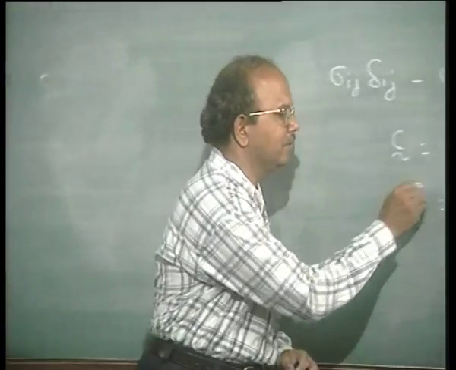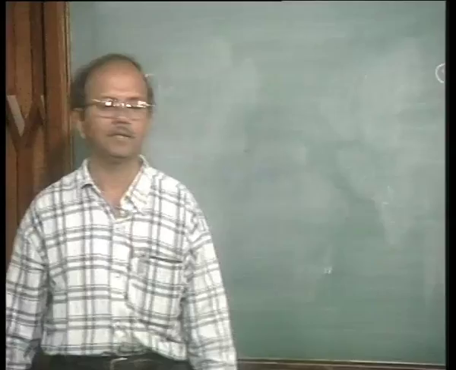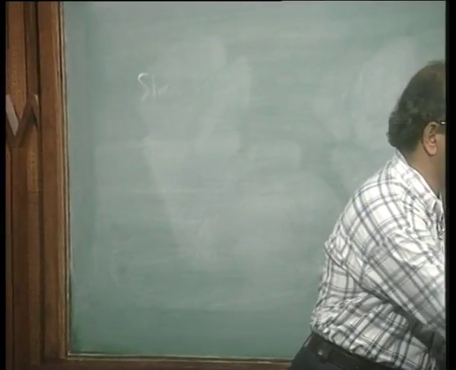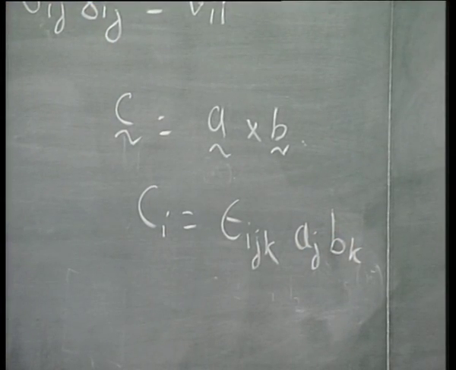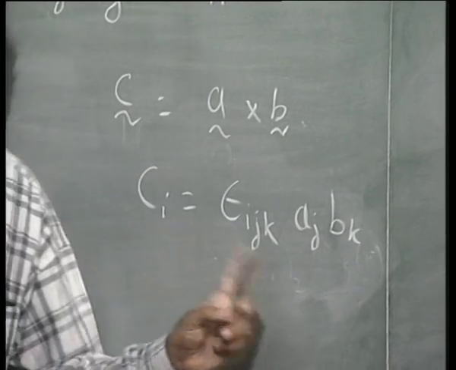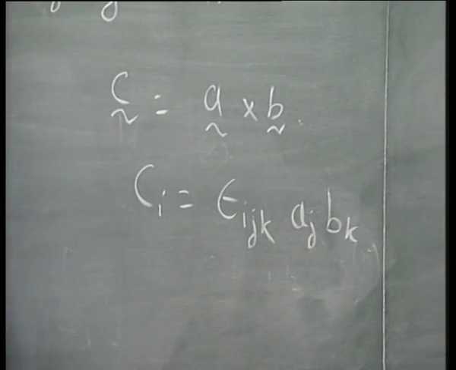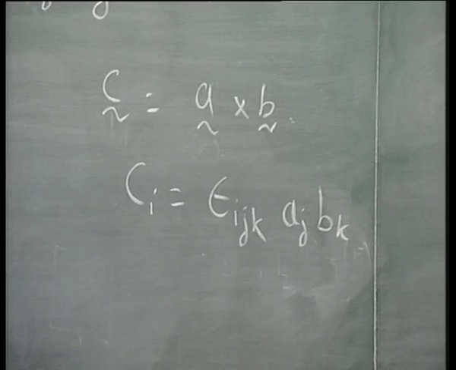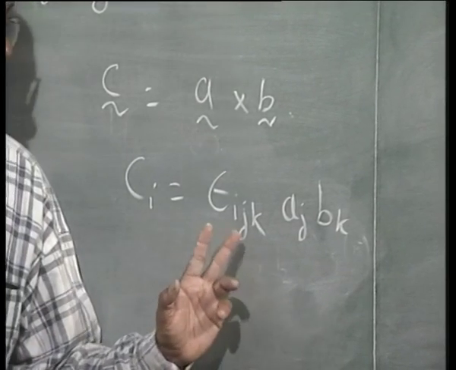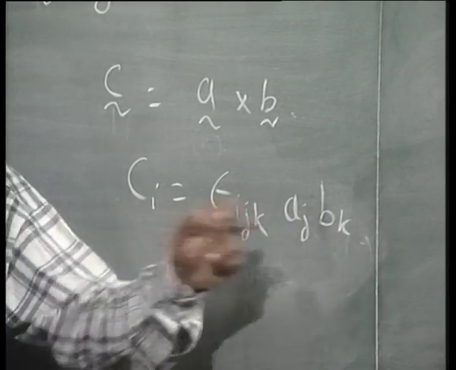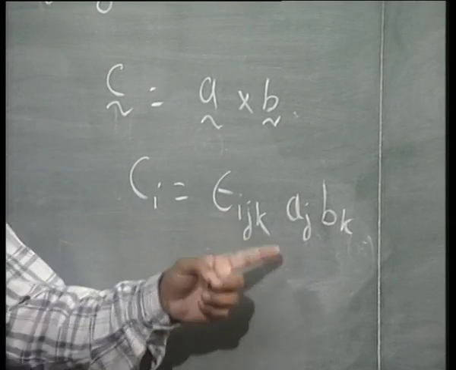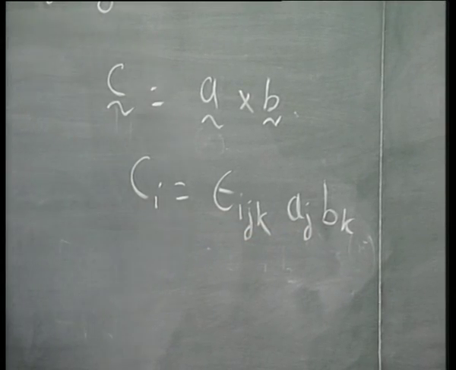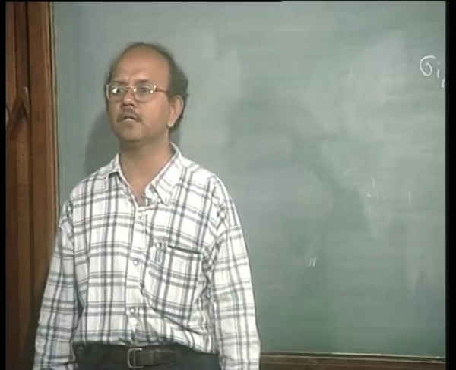Just verify this. Ci can be written as epsilon ijk aj bk. Now note the repeated indices j and k. So what happens to C1? Write it down in terms of j and k, and check whether you get the same result.